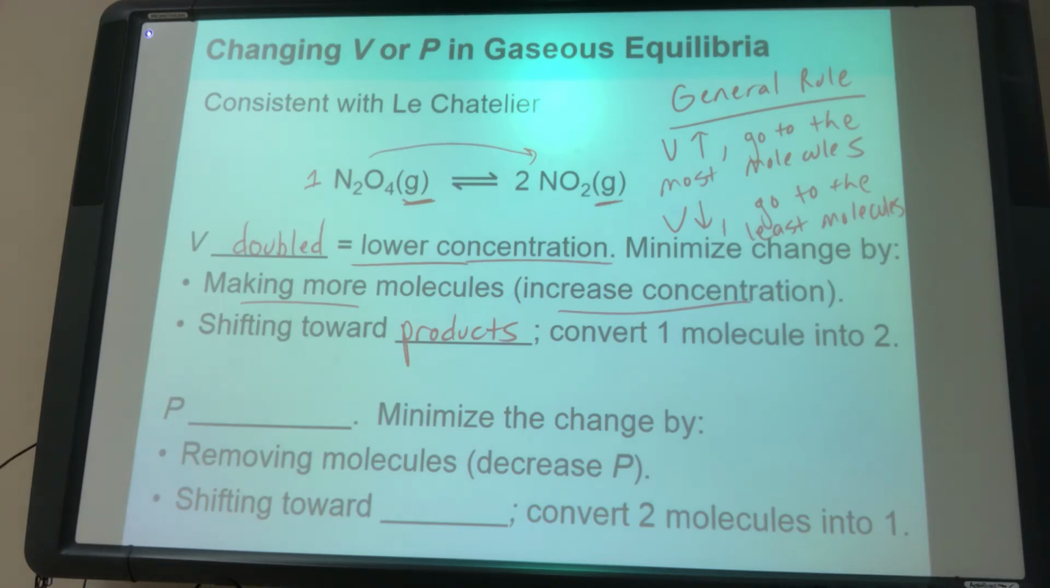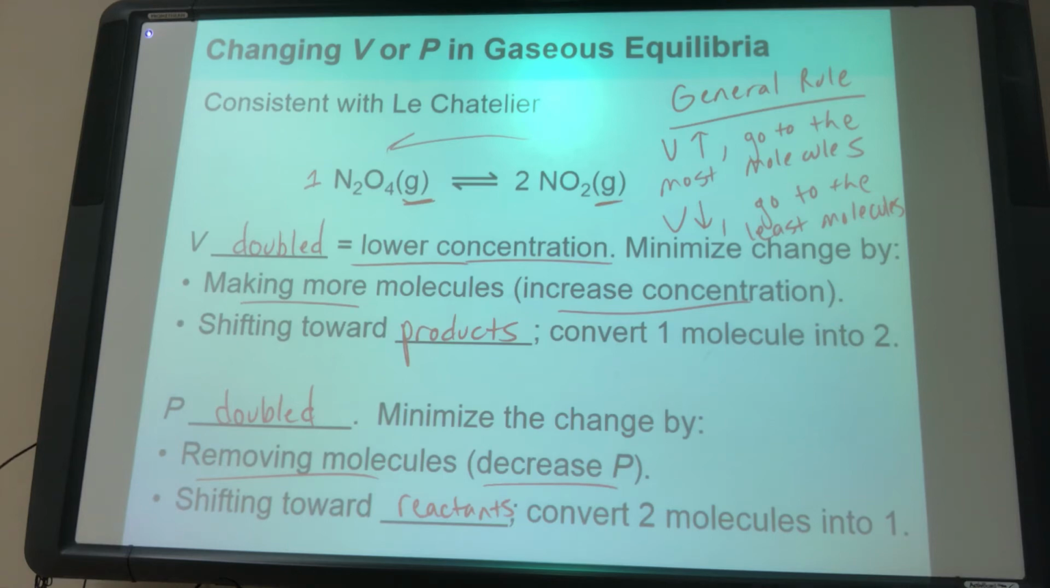All right, let's talk about pressure. What happens with the pressure? So if we doubled the pressure, now all my molecules are going to be really close together. So if I double the pressure, I want to decrease this. The way I want to decrease the pressure is by having less molecules. So I want to remove molecules when my pressure goes up. So I want to go to the side that has less molecules. Okay, so I'm going to shift towards reactants, because now I want less molecules.